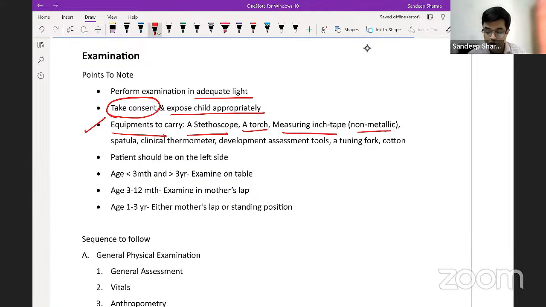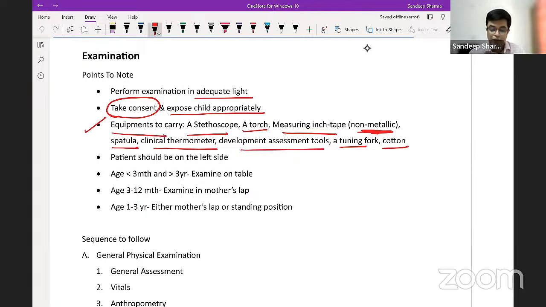Measuring inch tape, it should be a non-metallic one. Spatula for oral examination, clinical thermometer, developmental assessment tools, the blue, red and green colored rings and blocks, a tuning fork, and cotton swabs should be taken. Any additional thing you can carry is a bonus, but these are the must-carry equipments that you should take with you. Apart from that, the patient should be on your left side.